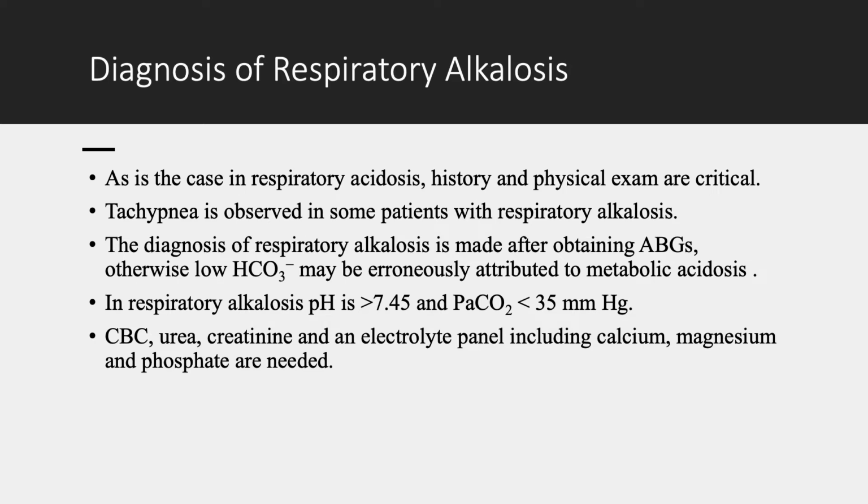How do we make the diagnosis? We do a history and physical. Tachypnea is common, but we can only make a diagnosis after obtaining arterial blood gases. This is true for any acid-base disorder. In respiratory alkalosis, the bicarbonate is low, but this can also be seen in metabolic acidosis. Therefore, you need arterial blood gases to make the distinction. On the arterial blood gases, the pH is going to be over 7.45 because the PaCO2 is below 35. We usually get complete blood count, urea, creatinine, electrolytes, including calcium, magnesium, and phosphate.